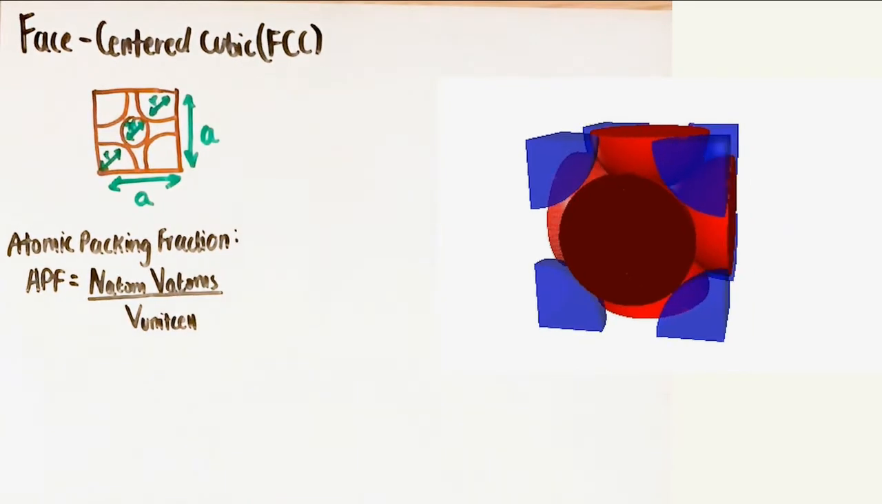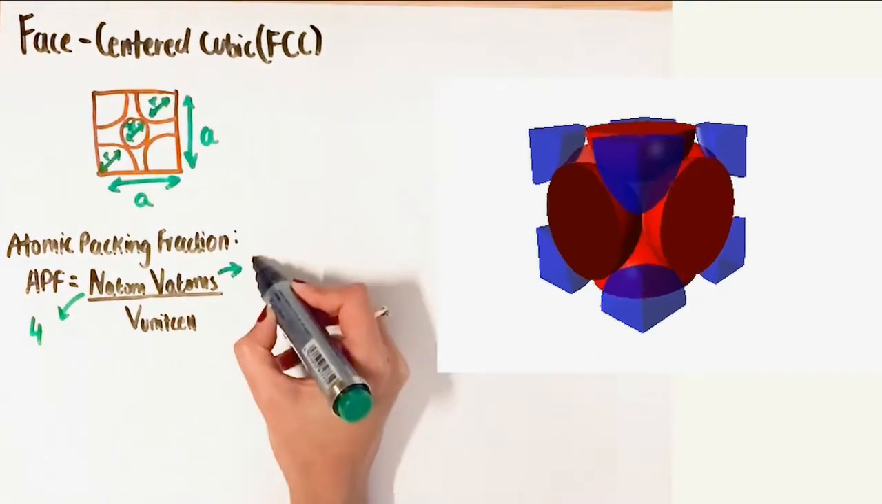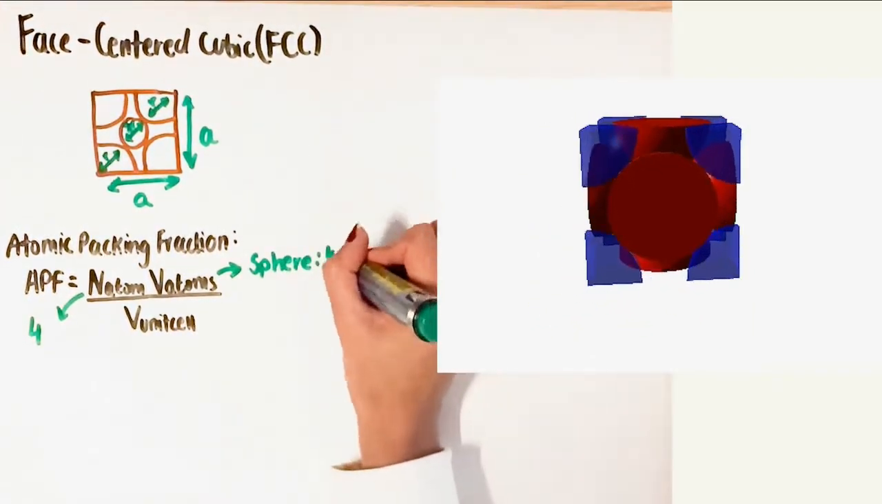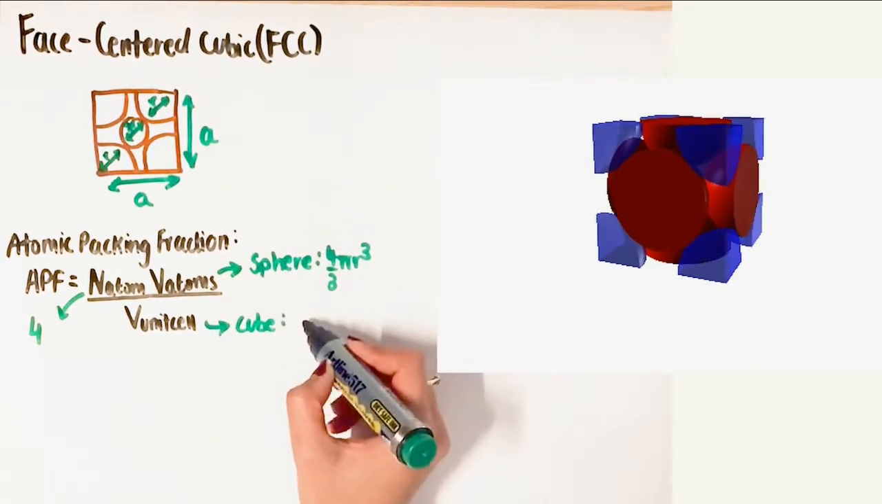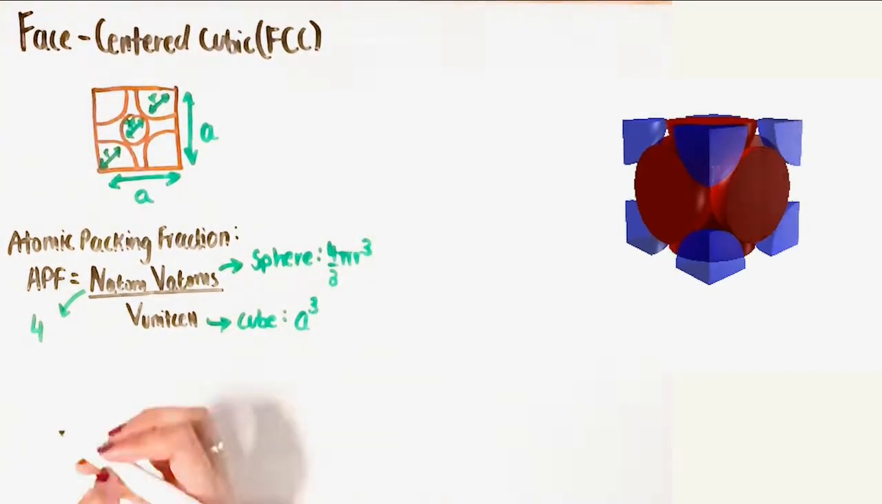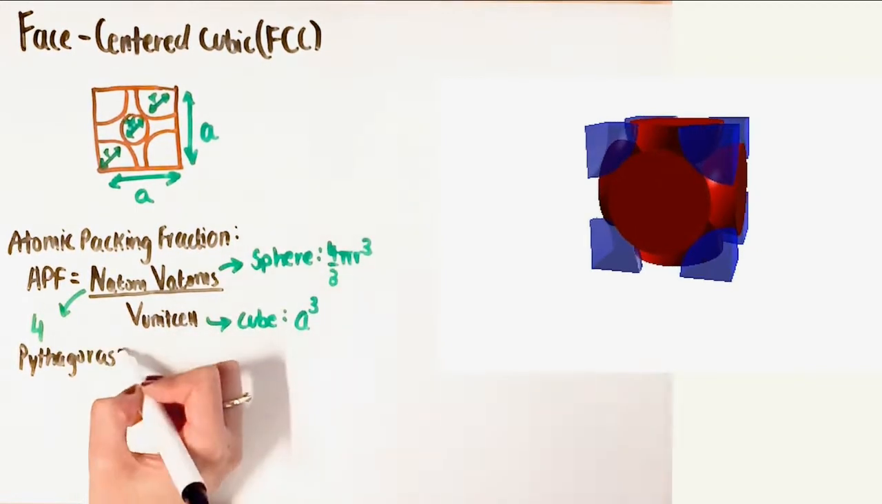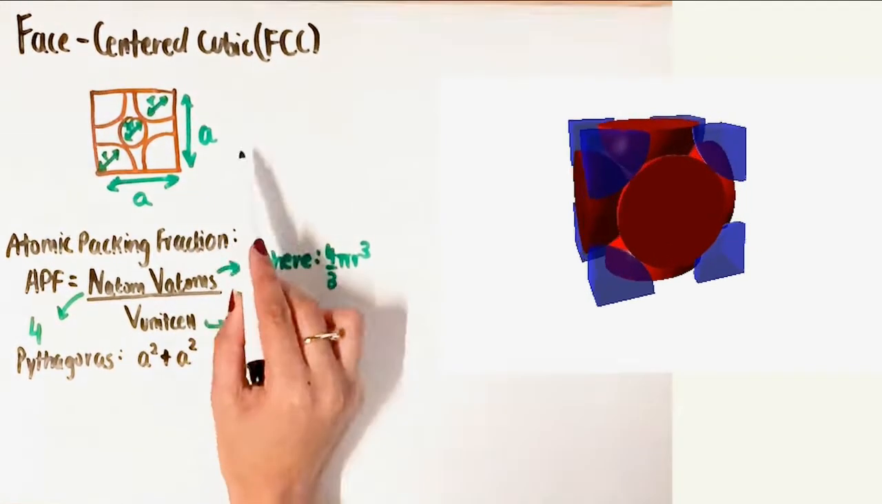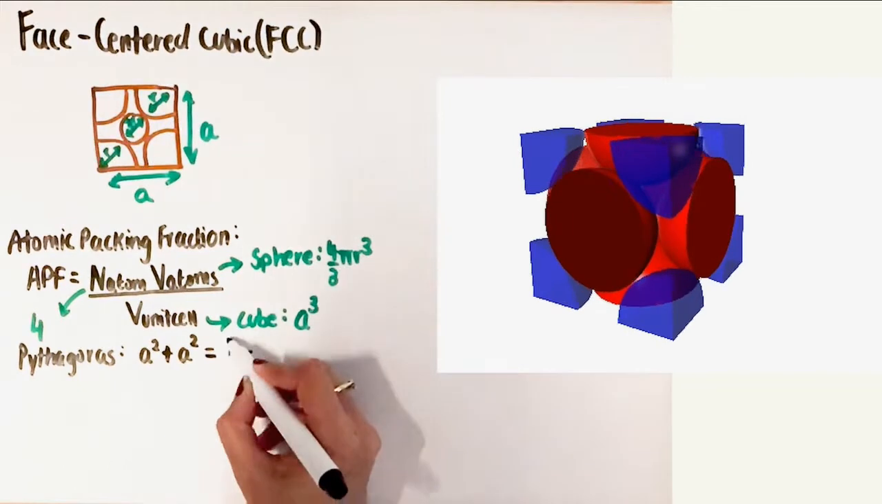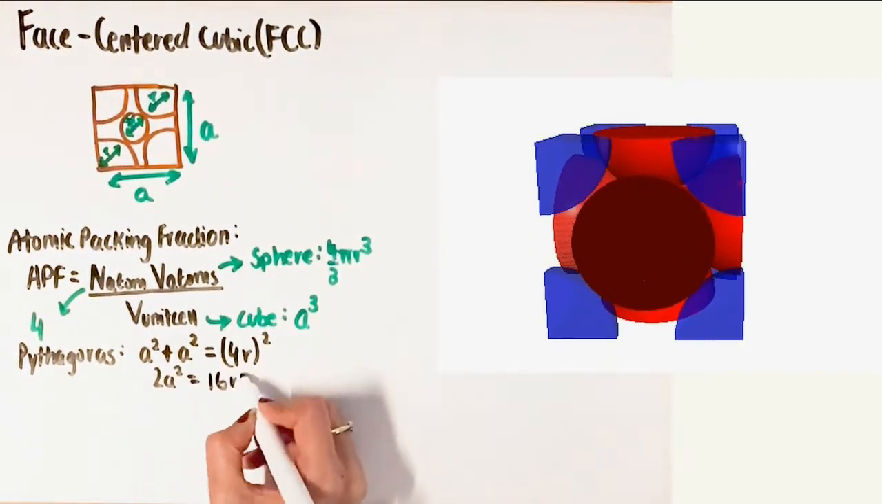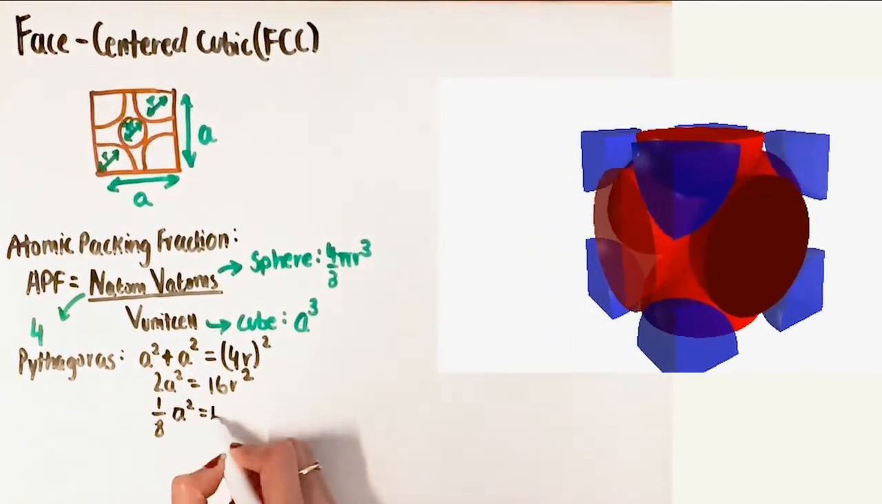Since the atoms are spherical balls, their volume is given by 4 over 3 pi r cubed, and the unit cell has a cubic volume of A cubed. Again, we write r in terms of A, so we resort to Pythagoras' theorem. A and B are both lengths equal to A, so we have 2a squared is equal to 4r squared, as the hypotenuse of the right-angled triangle is equal to 4r.